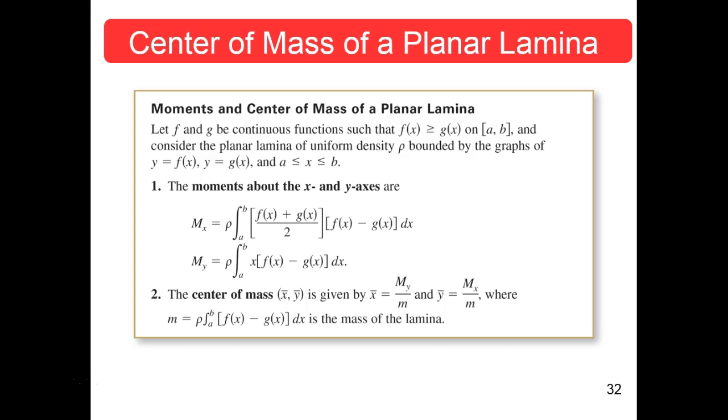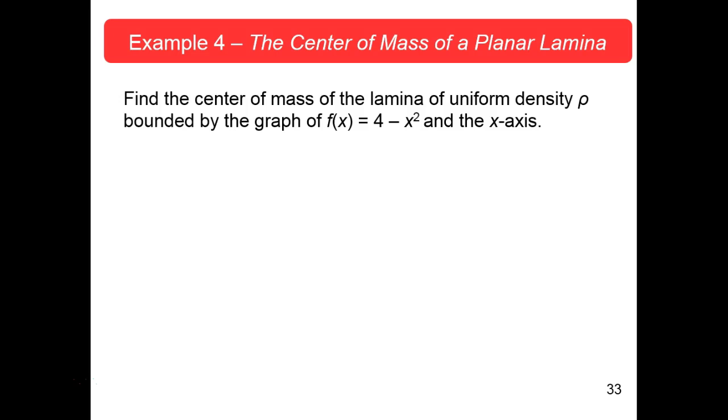So the center of mass, x bar, y bar, is given by x bar is m sub y over m, and y bar is m sub x over m. And then the m is the density times the area. Length times width, that's the area. That's the mass of the lamina. So this is usually the first integral you do to get the total mass, because you use that in both of the others. So here's example 4, where we put all this together, and hopefully it makes some sense.